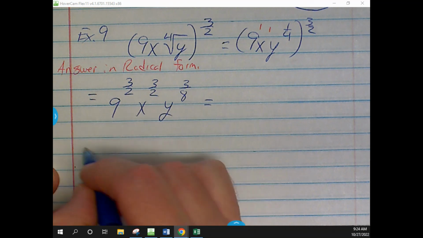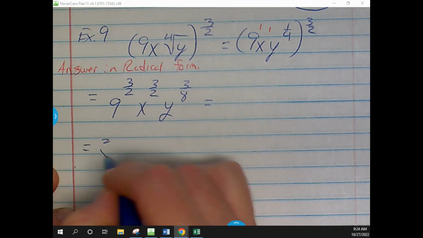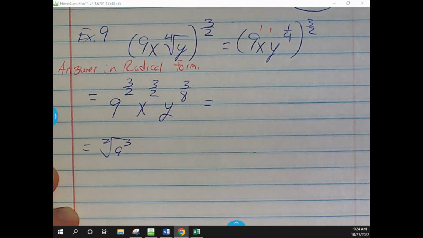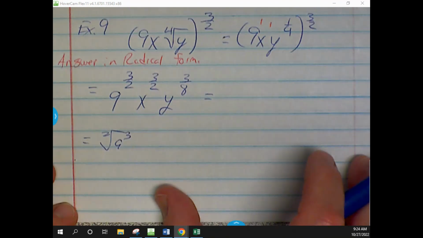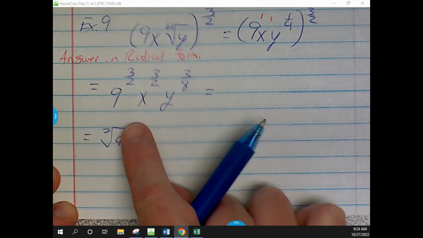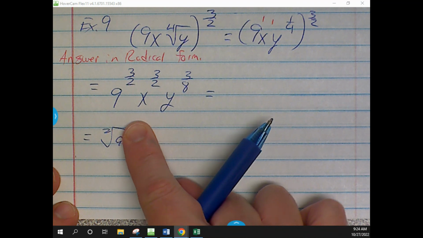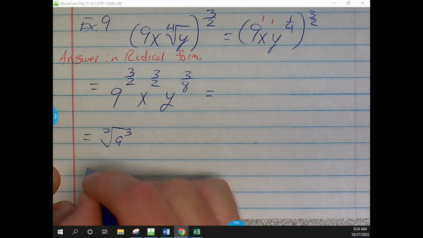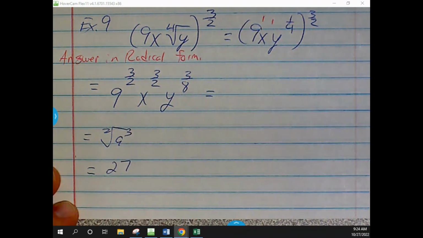So if we take it one little piece at a time here, this would be the square root of 9 to the 3rd. But the square root of 9 is 3, and then 3 to the 3rd is 27.